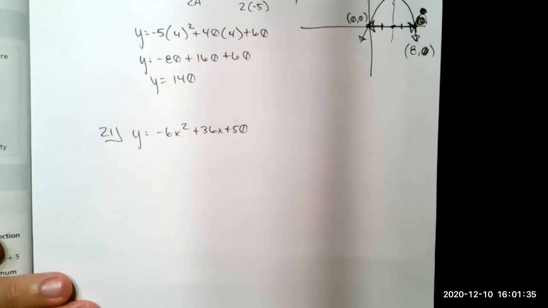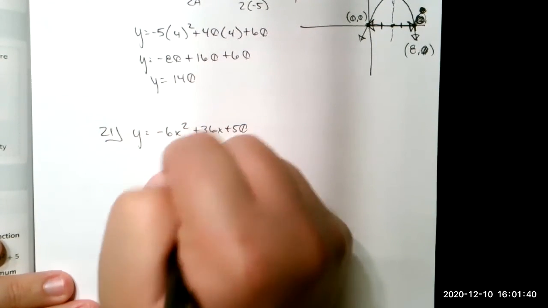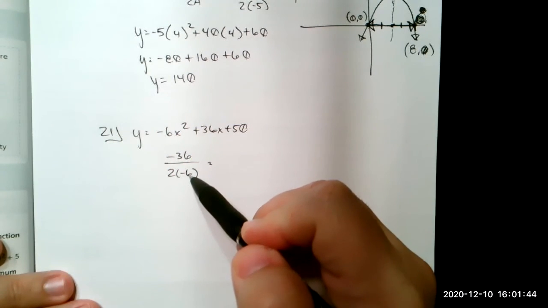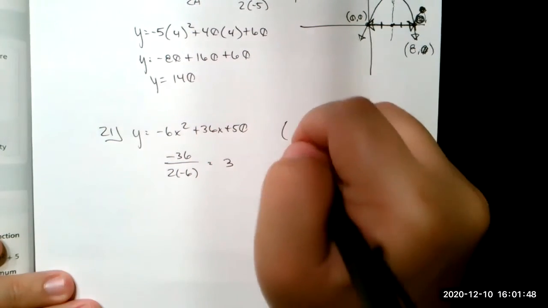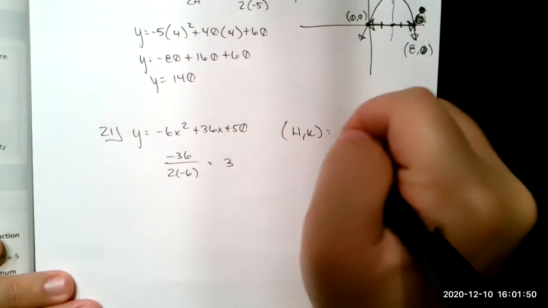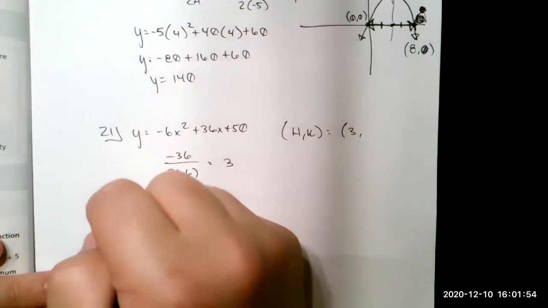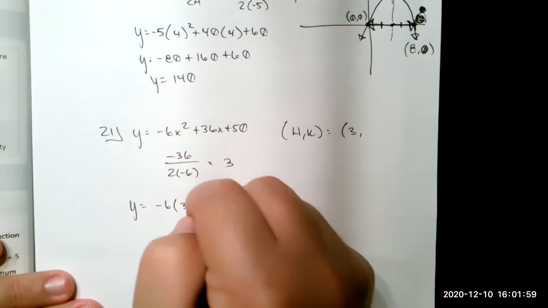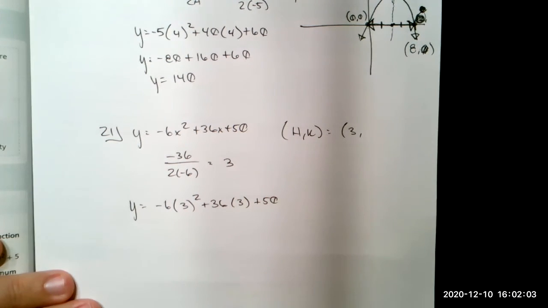Vertex, we've done this a few times, so you should know where we're going here. Opposite of b over 2a. 2 times negative 6 is negative 12. Negative 36 divided by negative 12 is 3. So I know that h comma k is going to be 3 comma something. Plug it in. Y equals negative 6 times 3 squared plus 36 times 3 plus 50.